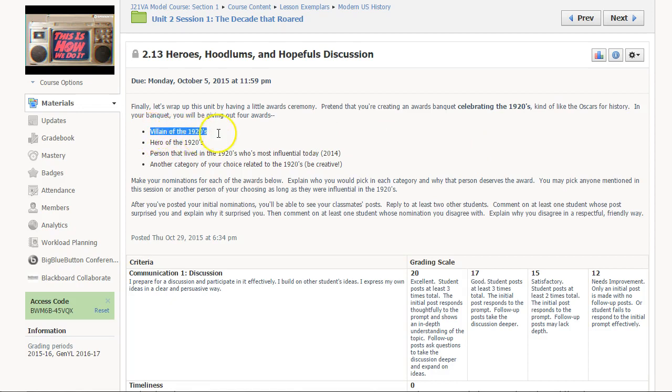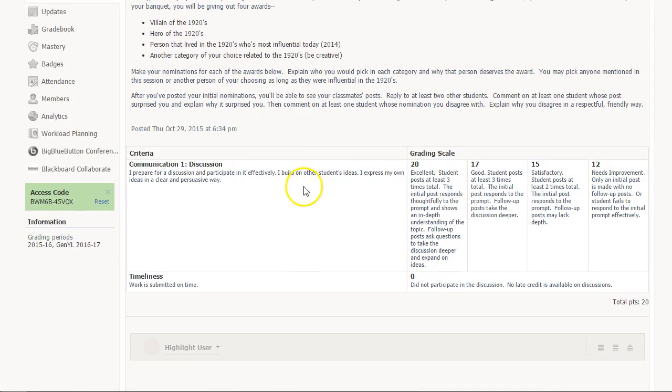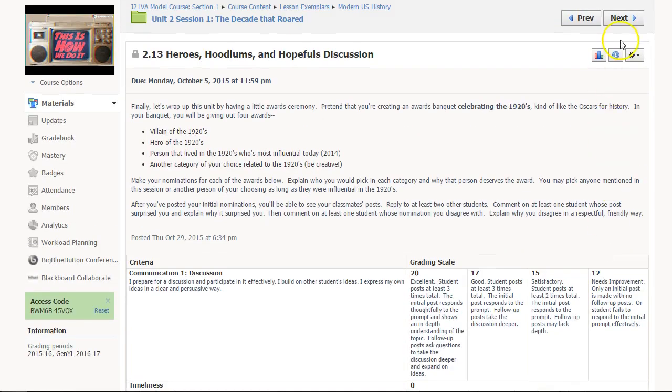They nominated a villain, a hero, a person that lived in the 1920s who's most influential today, and then another category of their choice. This was super fun because it really gave the kids a chance to think about those figures from the 1920s and how they might impact us today. I have a basic rubric in here. This is a rubric that repeats from discussion to discussion so that kids get really comfortable with what their expectations are within discussion.